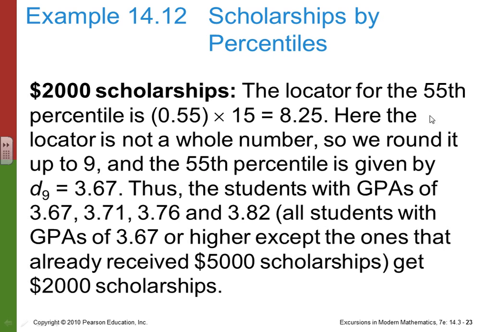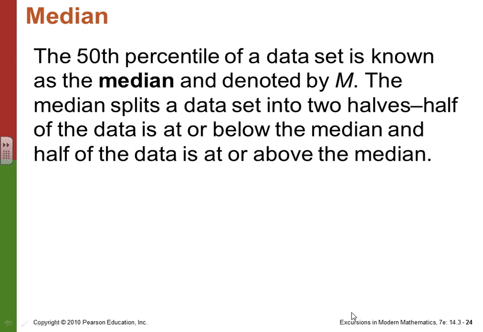And then I want to locate the 55th percentile, 8.27. I'm going to round that up to 9. You say, well, that's not rounding up to 9. Yes, it is. Rounding up to 9. So I find the 9th position, so the 3.67 all the way up to 3.82 are all going to get $2,000 scholarships, and the ones above 3.67 are going to get $5,000, just like we said they were.